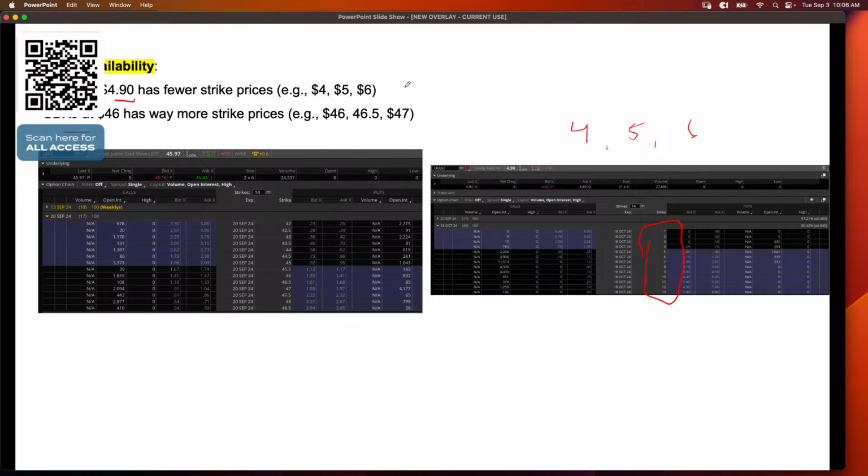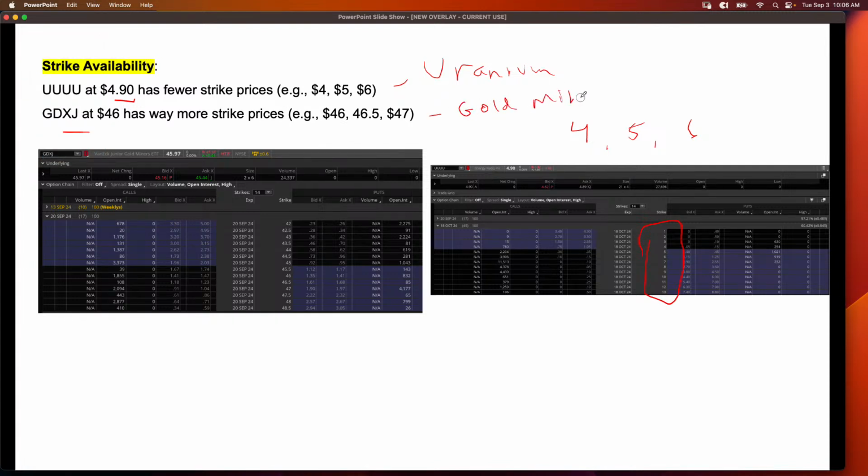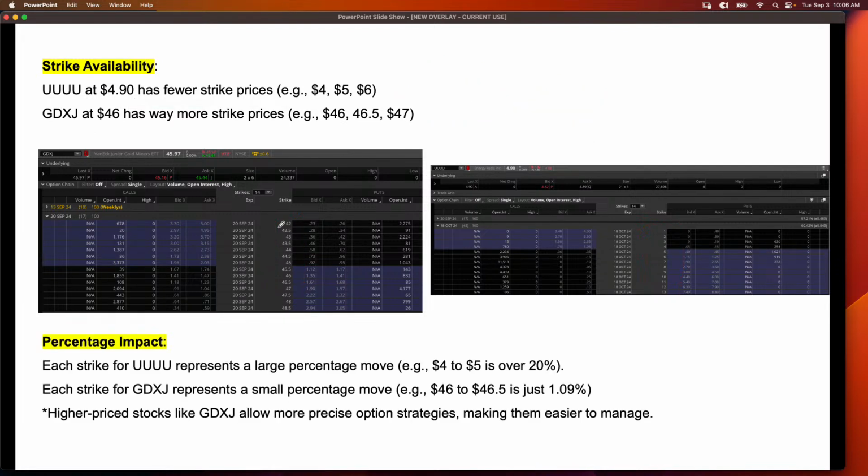GDXJ, okay, if you guys want to know, this is a little uranium stock, and this is a gold miner, little gold miners. GDXJ, look at the strikes, guys. 42, 42.50, 43, 43.50, 44, 44.50. This is a big deal because what's the percentage impact?